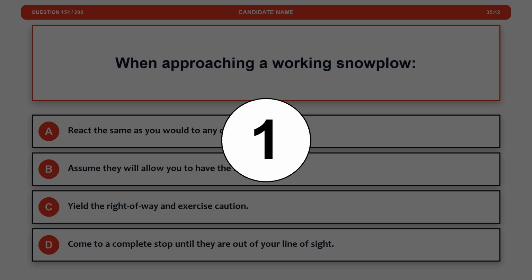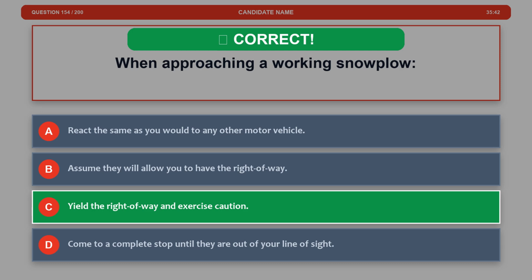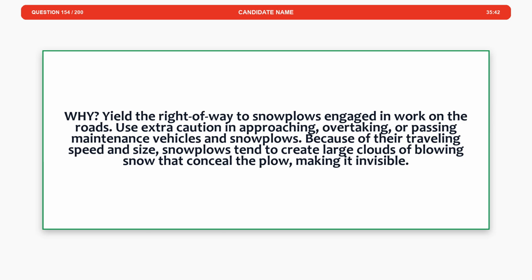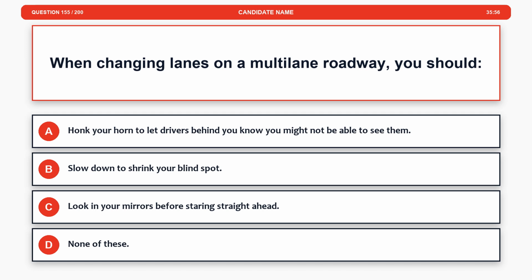The correct answer is option C, yield the right of way and exercise caution. Explanation. Yield the right of way to snowplows engaged in work on the roads. Use extra caution in approaching, overtaking, or passing maintenance vehicles and snowplows. Because of their traveling speed and size, snowplows tend to create large clouds of blowing snow that conceal the plow, making it invisible.